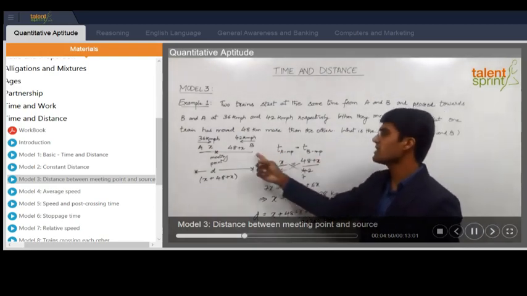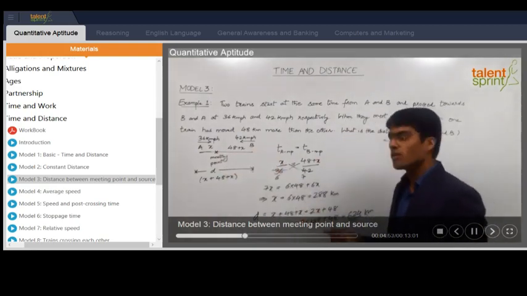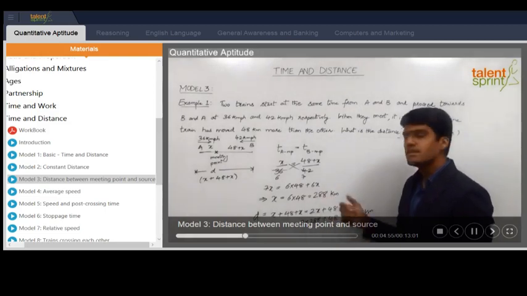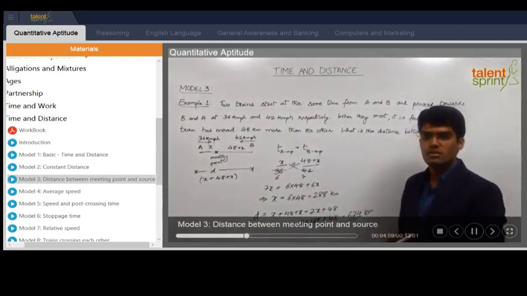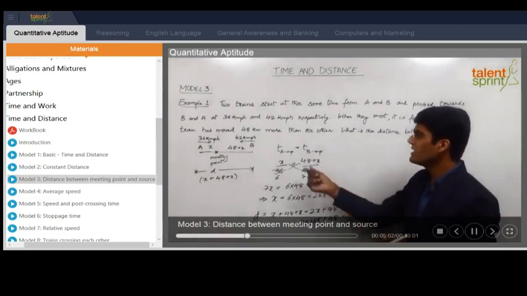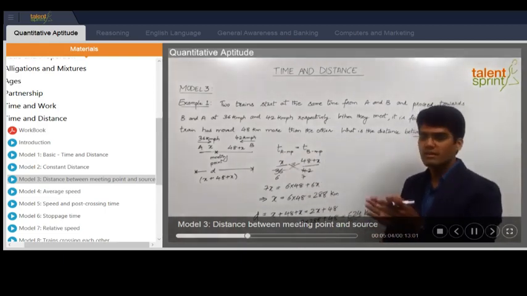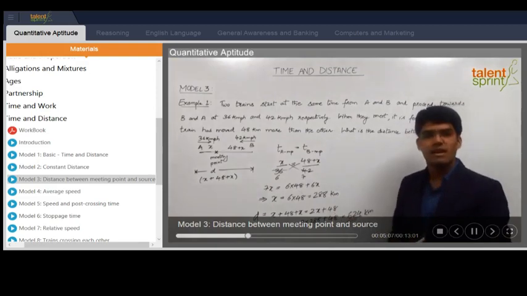And if the distance from station B is asked, then the answer will be 48 plus x. So by adding 48 kilometers to 288, we can get the distance from station B to the meeting point. So for any type of question asked here, we can always equate the time taken by the two trains to reach the meeting point and get the required answer.